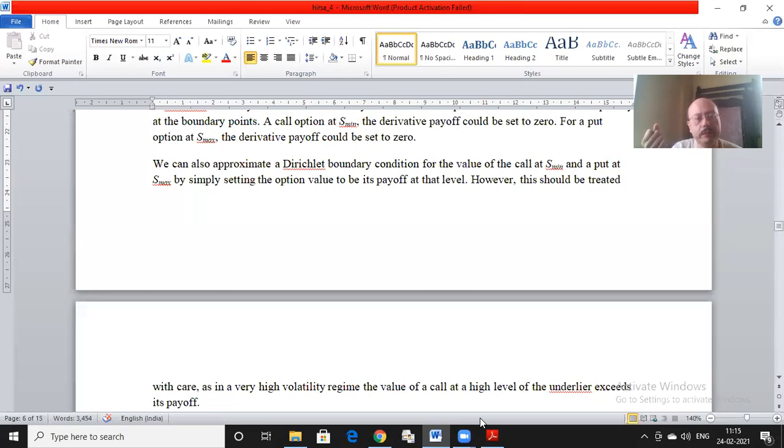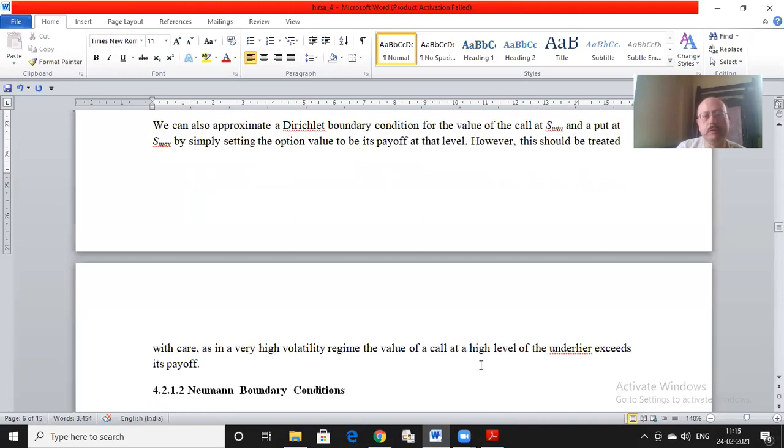But if I am in a high volatility regime, sometimes exceptions may occur. Sometimes what will happen is, in a high volatility regime, the value of a call at a high level of the underlier may exceed its payoff. That is because sometimes people anticipate harder times ahead. When there is a high volatility regime, the perception starts playing a role. You not only look at the expected value, but you also try to anticipate the future.